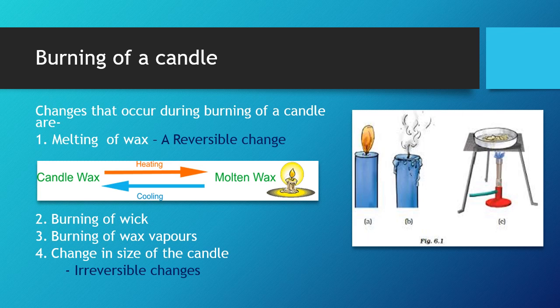Then we have burning of wick. The wick burns and changes into ash. So it is an irreversible change. Then burning of wax vapors. The wax vapors burn to give out the light, and it is again an irreversible change. Then there is the change in size of the candle. The candle becomes shorter and shorter, and you cannot get the candle back in its original size because already some amount of wax is lost in burning.